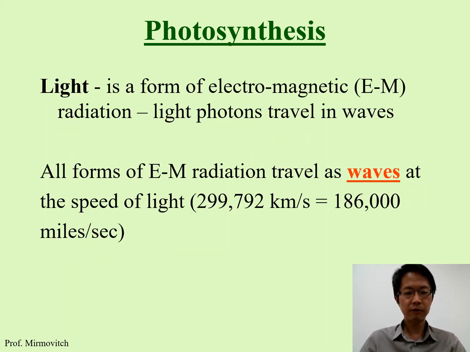Light is a form of electromagnetic radiation, EM radiation. Light photons travel as wave and particle. This is a little bit not okay in terms of physics. If you really dig into physics, if you are really interested in physics, then you know that light is an electromagnetic wave, but it displays both wave properties and also particle properties.